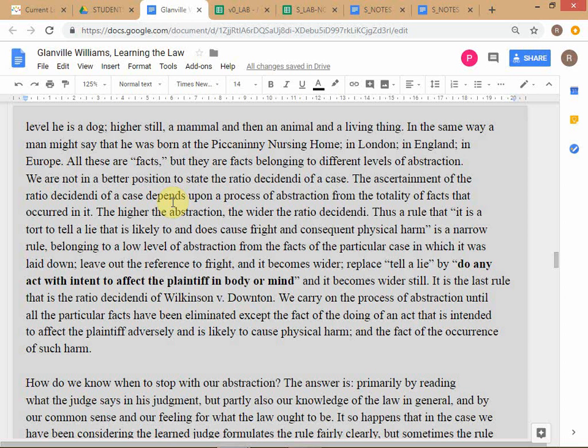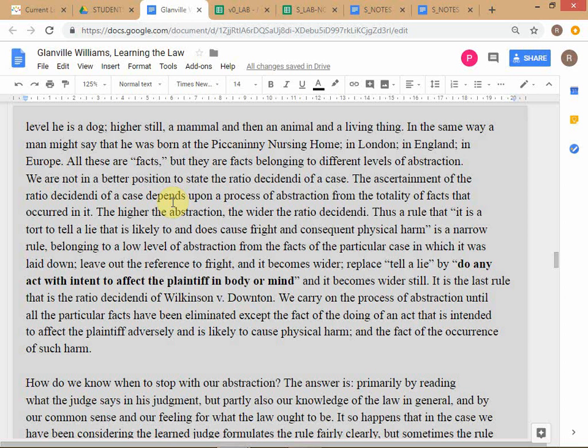So the idea is, remember, ratio decidendi means reason for deciding. So you have to go behind the mind of the judge, into the mind of the judge, and understand what was his logic for arriving at this kind of decision. That's all that the ratio is. So what are the general principles he's using to arrive at this decision?